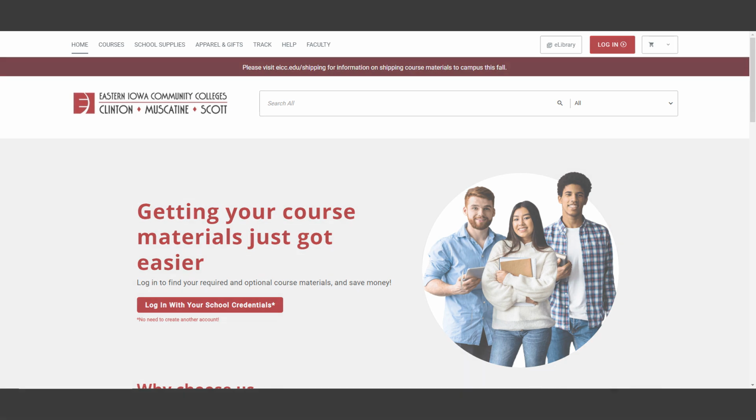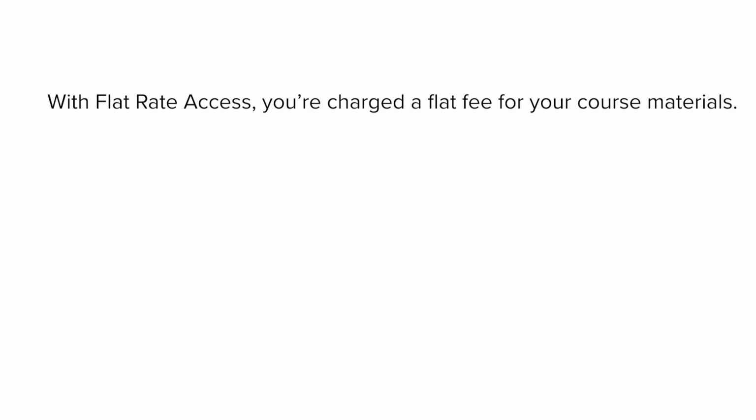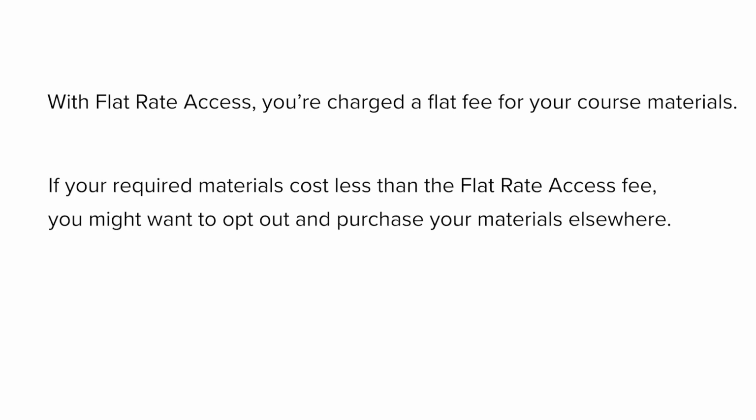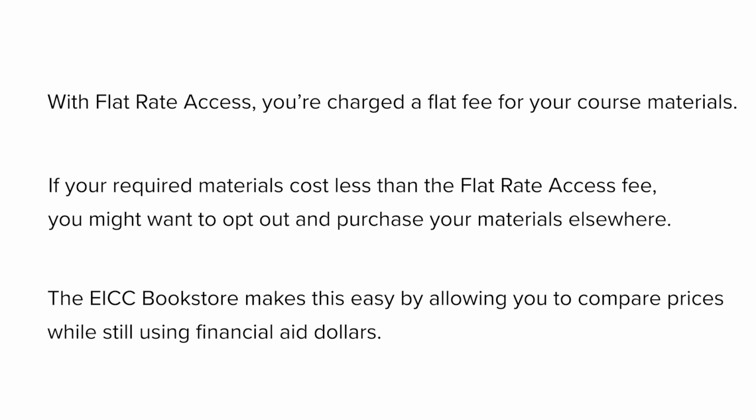Here's a quick overview. With flat rate access, you're charged a flat fee for your course materials, $66 for a 3-credit-hour course, for example. If your required materials cost less than the flat rate access fee, you might want to opt out and purchase your materials elsewhere. The EICC bookstore makes this easy by allowing you to compare prices while still using financial aid dollars, whether you opt into flat rate access or opt out.